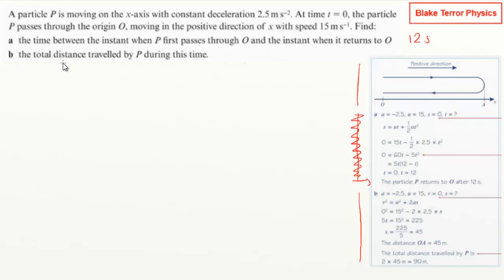Right, total distance travelled by P during this time. Well, we know it's 6 seconds on the way out, and that's got an average velocity of 7.5. So we need to do 7.5 times 6, and we get the same on the way back. So we multiply that by 2, and that'll be our total distance travelled. So that's 6 times 15, which is 90 meters. And they've done all of this for it.